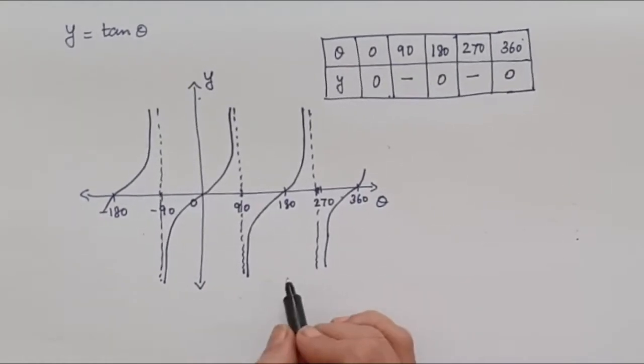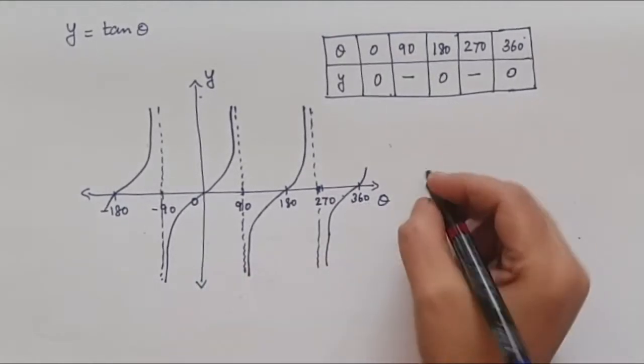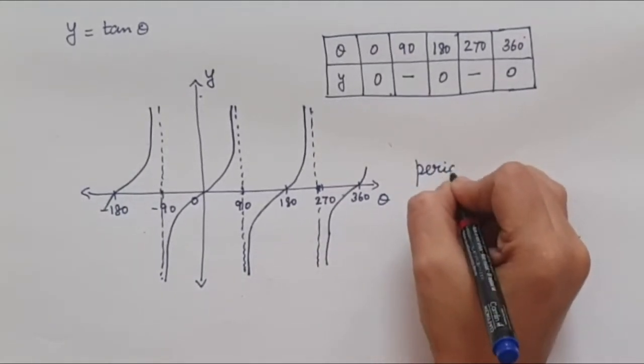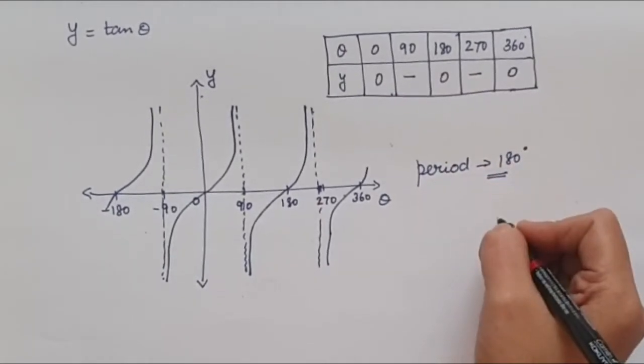So now our graph has a period of 180. For every 180 degrees it repeats. So this has a period of 180 degrees. It doesn't have a symmetric property.